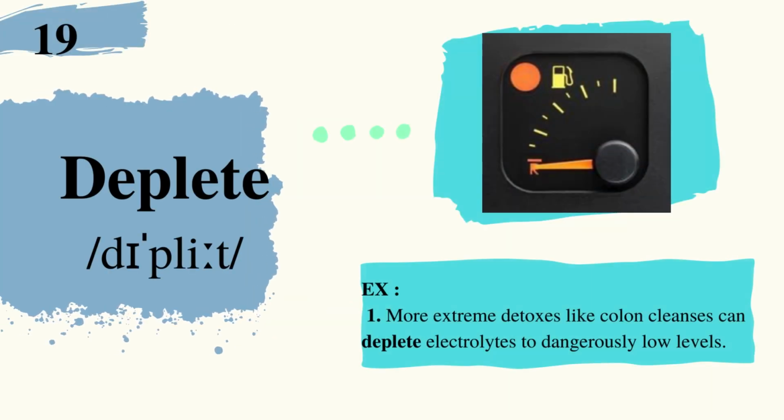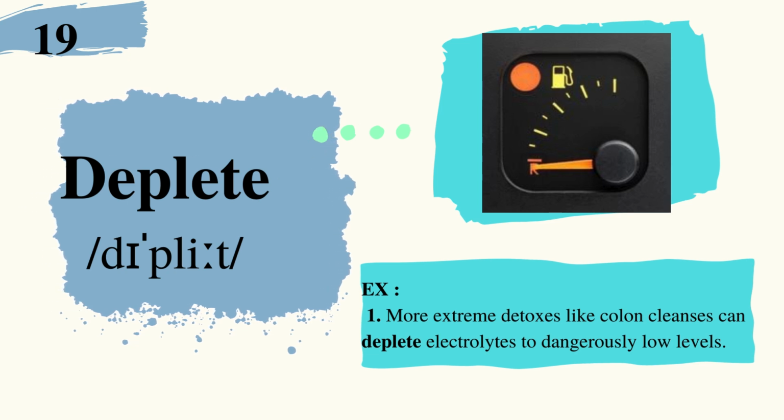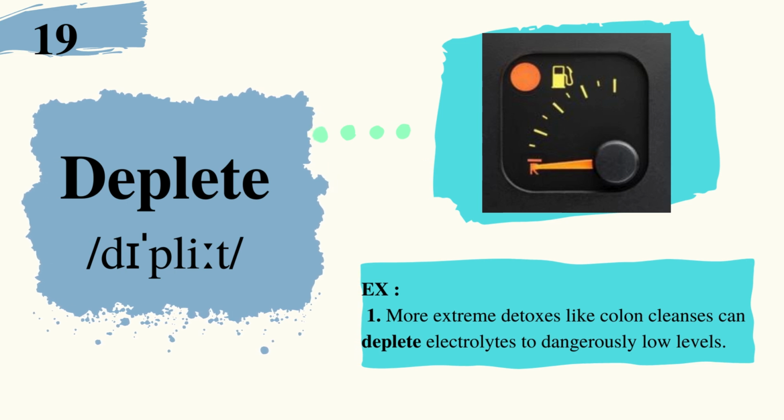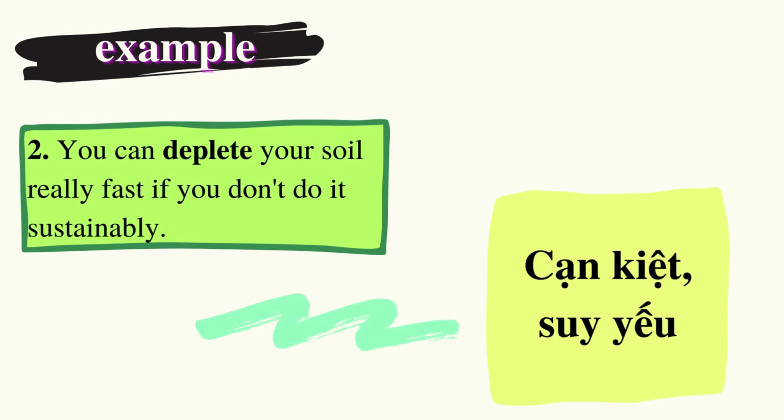19. Deplete. Example. More extreme detoxes like colon cleanses can deplete electrolytes to dangerously low levels. You can deplete your soil really fast if you don't do it sustainably.